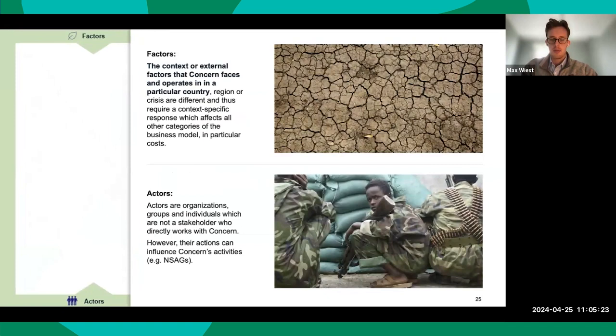And looking a bit more at the external side, so everything that is influencing the organization from outside, we have two main things to mention here: the factors and the actors. Factors are all the environmental influences that the organization faces when they are actually delivering aid. In many countries, you have specific climate-related crises, things like droughts or floods happening. All of this is vastly impacting the aid delivery in the countries. And then you also have actors, which are more human-made influences that affect the aid delivery. There you have, for example, non-state armed groups that operate in regions where Concern is active as well. And the organization has to deal with these kinds of actors as well.